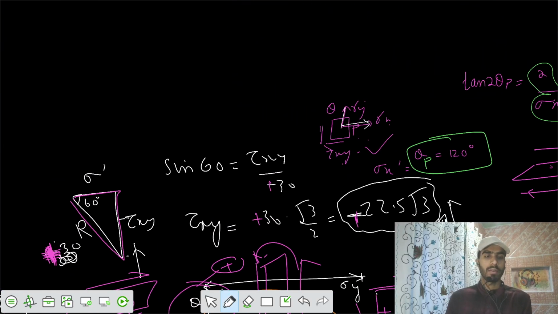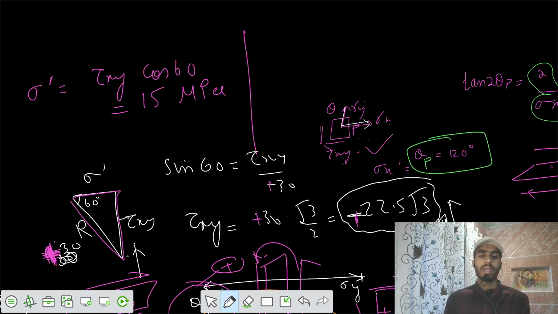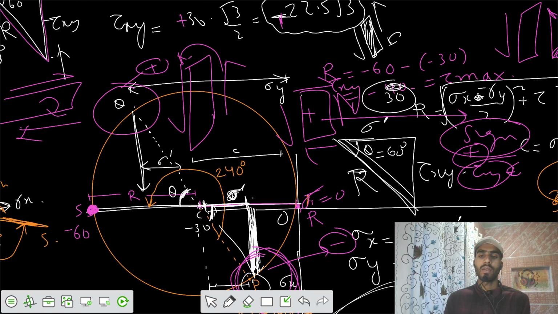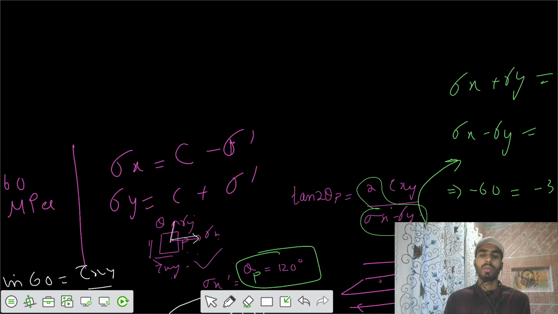And if I want to find the value of sigma dash, I would say that equals tau xy cos 60. Shear stress was 30, that means 15 megapascal. So 15 is sigma dash. Now sigma x is center minus sigma dash, and sigma y is center plus sigma dash. The value of center was 30. So I would say 30 minus 15, and sigma y equals 30 plus 15.